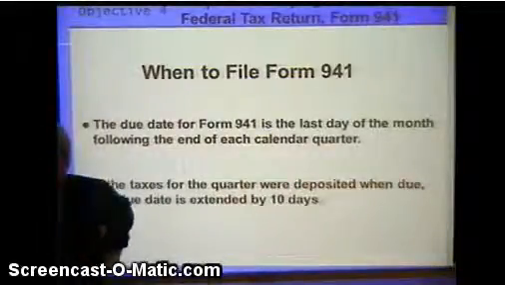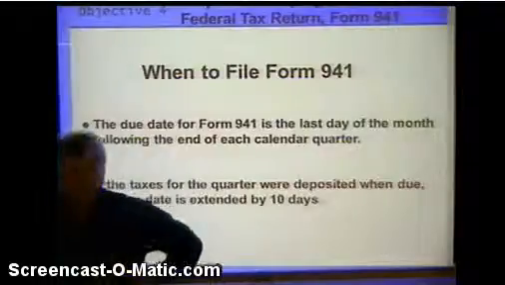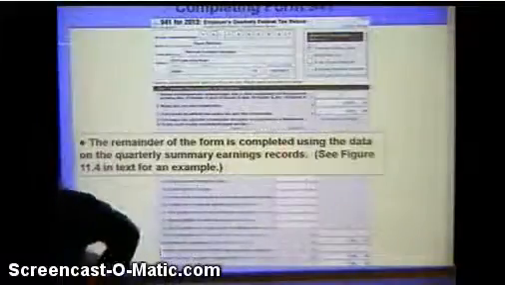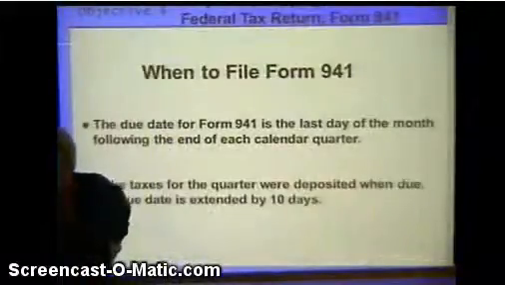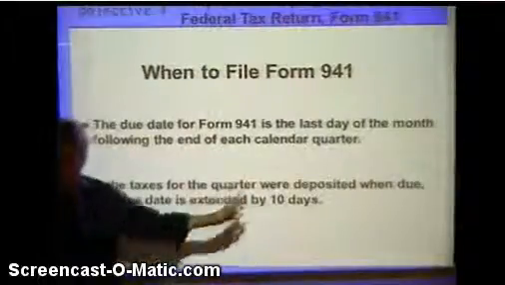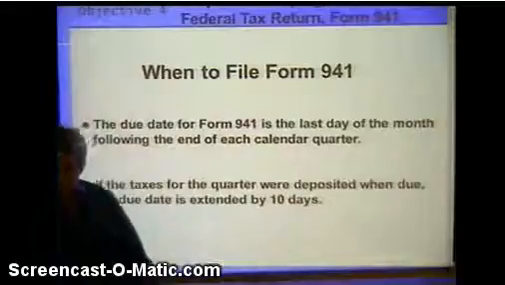And then if the taxes for the prior quarter were deposited when due, they give you a little break. You can take 10 more days next time. If you have deposited those regularly each month or as you did your payroll, then you get an extra 10 days to send in the form. That's all that amounts to.